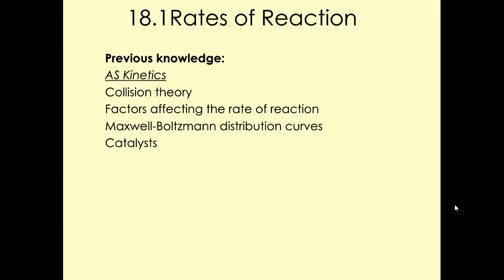Welcome to the video for 18.1, where we talk about rates of reaction. Before we watch this, you need to go back and recap your previous knowledge from AS Kinetics. You need to have a look at collision theory and the different factors that affect the rate of reaction, like catalysts, temperature, surface area, pressure, etc. Also Maxwell-Boltzmann distribution curves, and lastly, how catalysts work.